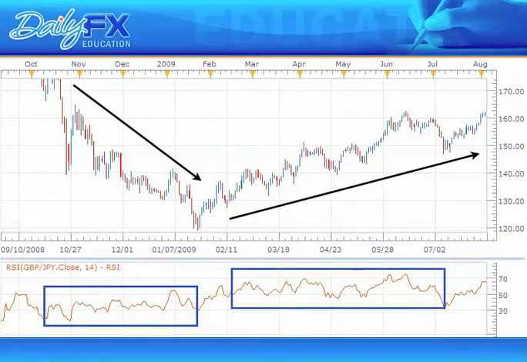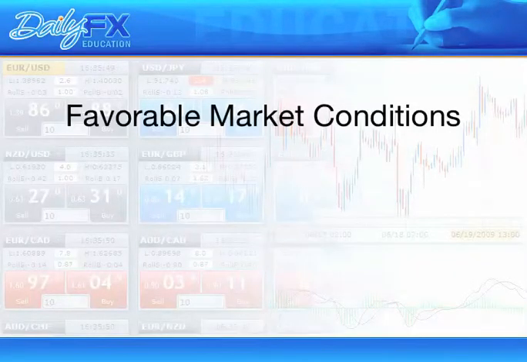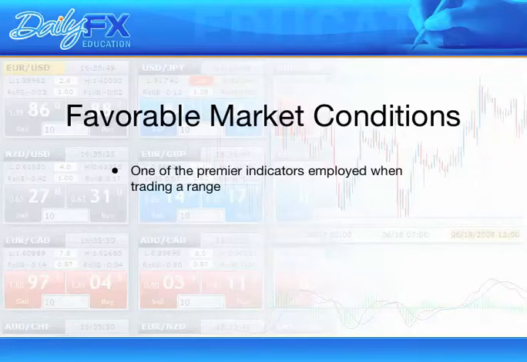The RSI has long been touted as one of the premier indicators to be employed when trading a range. Since in range trading, a trader would be going long at support, the bottom of the range, and short at resistance, which is the top of the range, by virtue of the way the RSI moves between upper and lower ranges itself, it's easy to see how that premise evolved.